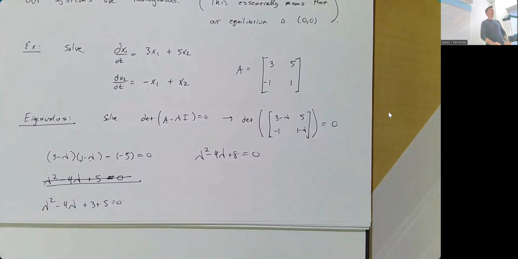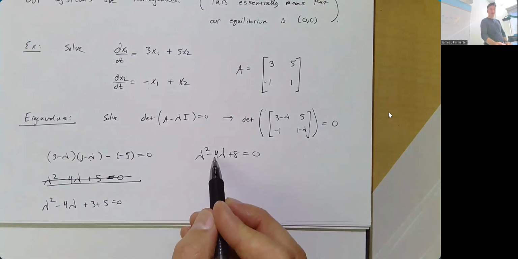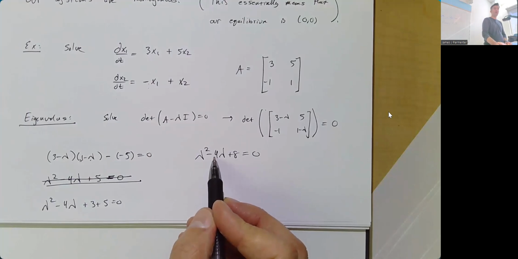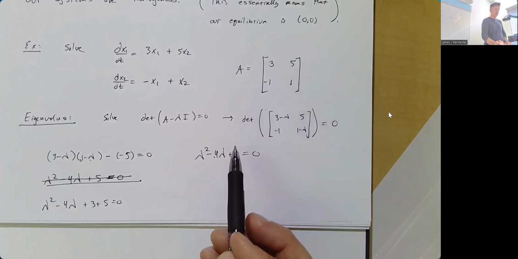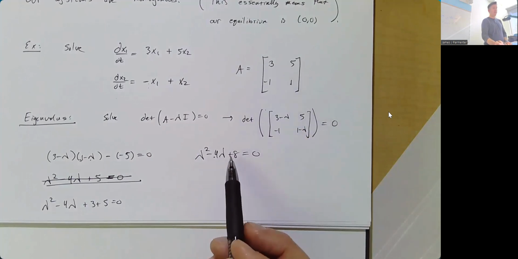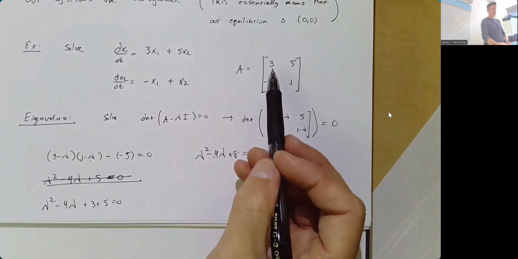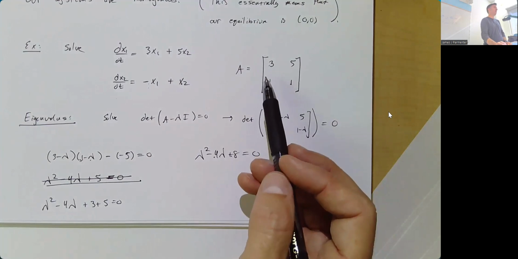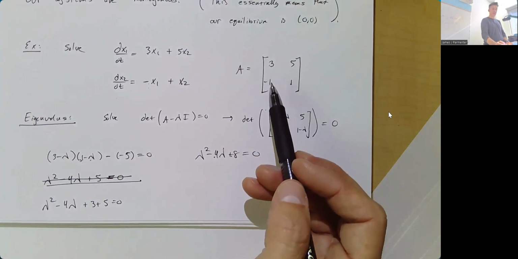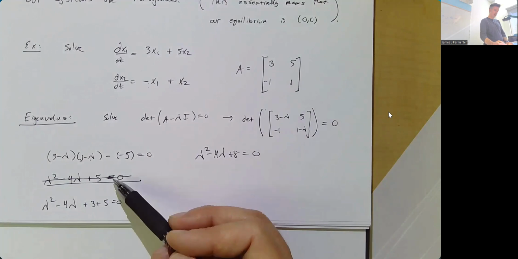Fun fact, I know I said this last time, I think it's kind of interesting. That number there is always the opposite of the trace of the matrix. The trace in this matrix is 3 plus 1, which is 4. That number there is negative 4. That checks out. And that number there is always the determinant of the original matrix. The determinant here is 3 times 1 minus 5 times negative 1, which is 3 plus 5, which is 8. So I should have looked at them and thought, oh yeah, that's not right there.